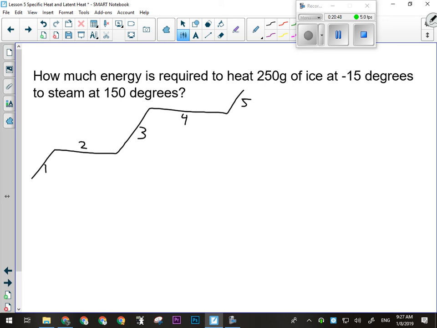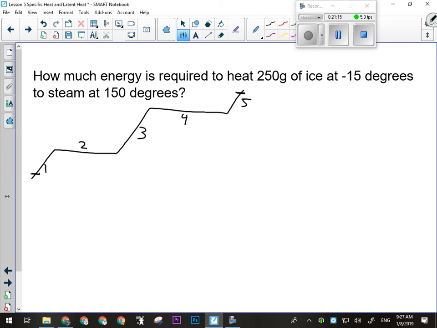Okay, so once I've got the heating curve drawn, I want to mark the start and end points of this problem on it, so I know how many steps I'm going to have to do and what steps I'm going to have to do. It says we're starting with ice at minus 15 degrees, so I'm starting down here somewhere. And I'm going to end up with steam at 150 degrees, so I'm ending up here somewhere.